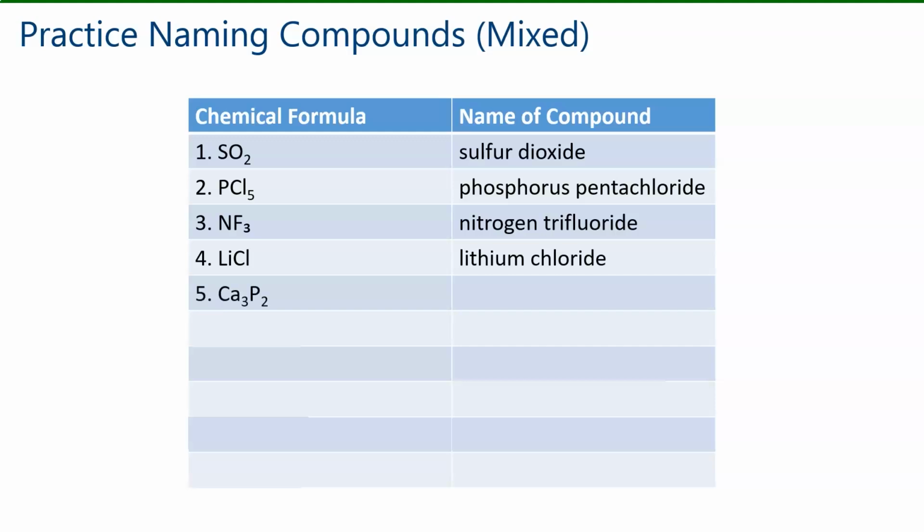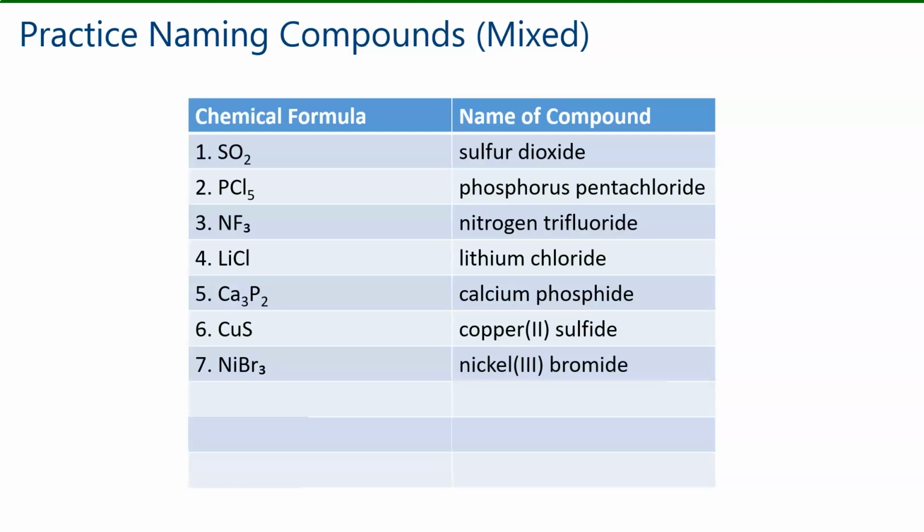Ca3P2. Again, it starts with a metal and it ends with a nonmetal. So this is an ionic compound. Calcium phosphide. CuS. Remember that copper is one of those multivalent transition metals. So you're going to need to use your Roman numerals with this one. Copper(II) sulfide. NiBr3. Nickel is another multivalent transition metal, so you're going to need to use your Roman numerals in your naming. And we have nickel(III) bromide.